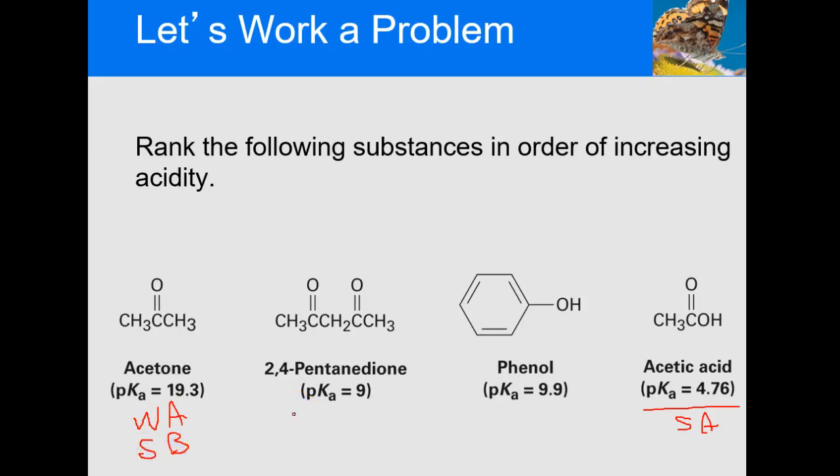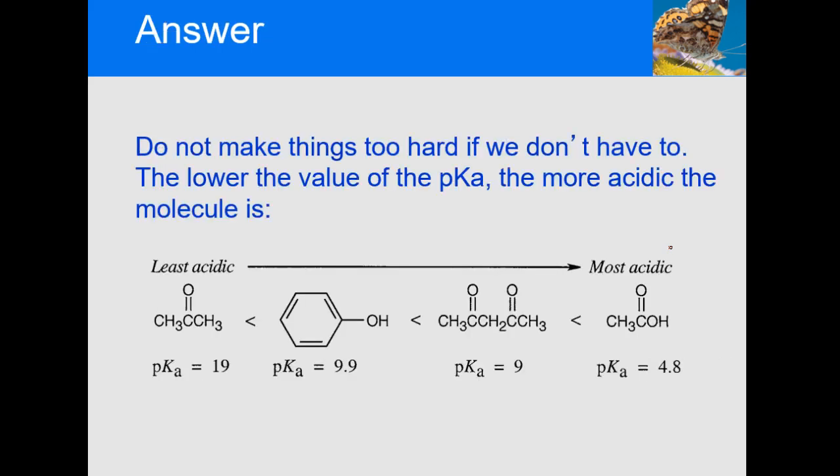So if you did have to do this problem, rank in order of increasing acidity. Acetone would be number 1. Number 2 would be phenol. Number 3 would be this 2,4-pentanedione, and number 4 would be your acetic acid. Which is exactly how they show it there.